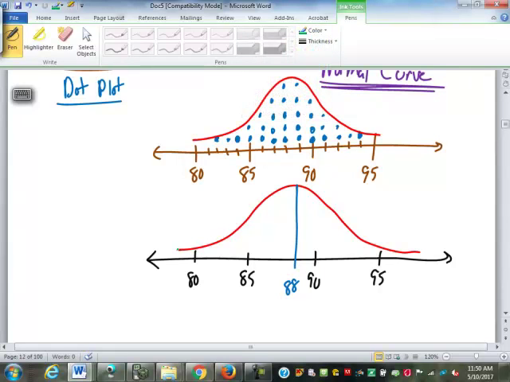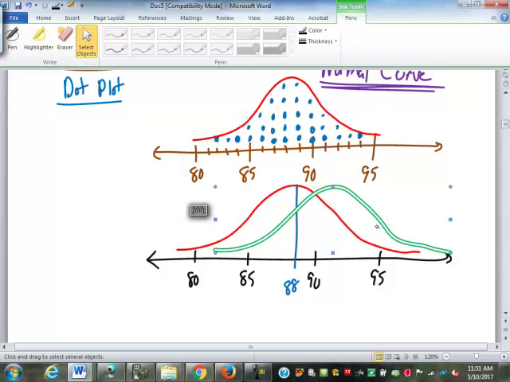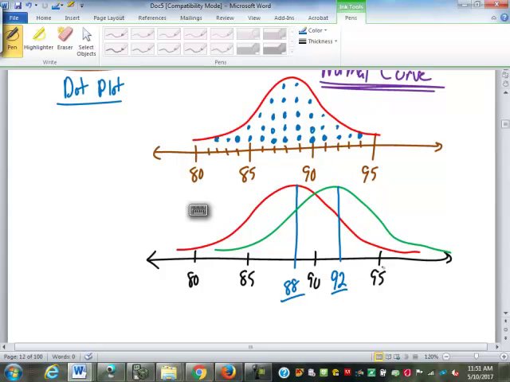Well, I might have another curve that's the same shape as it, but it might be right here. So if I were describing the difference between the red curve and the green curve, I'd say they're the same shape, but the red curve has a center at 88, and the green curve has a center at about 92. So they have a different center. That's one of the things we're going to describe about a curve: its center.